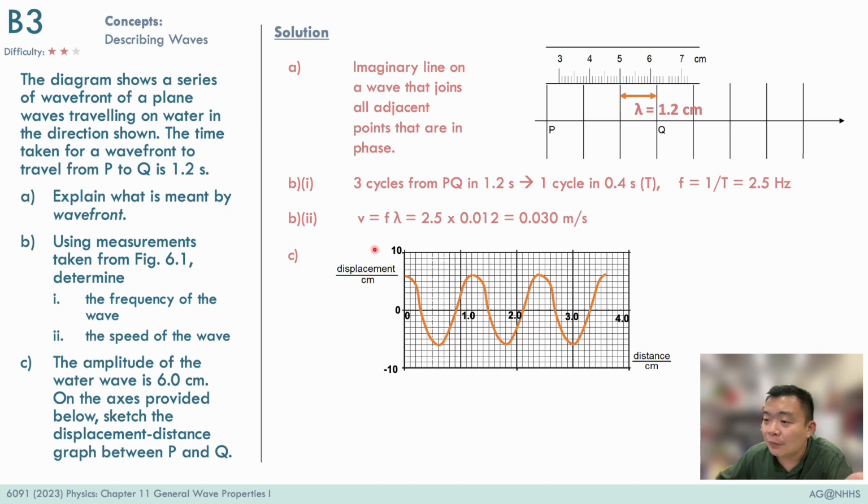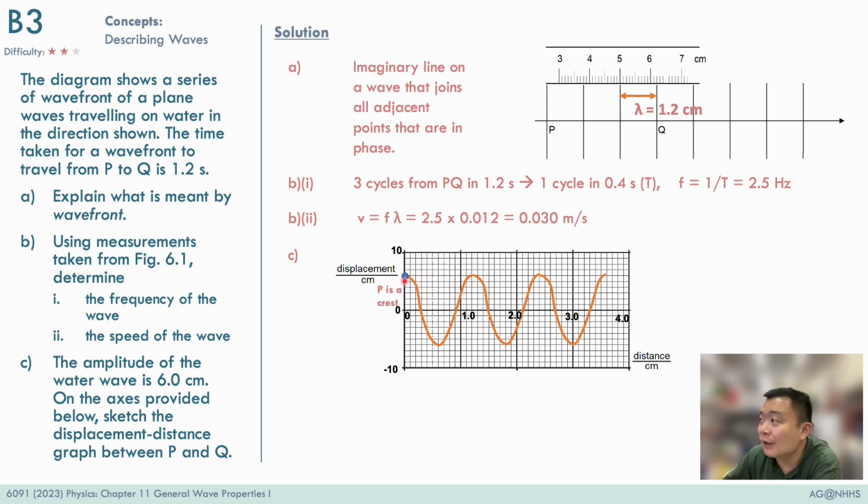Now, when you sketch out the graph for C, the displacement distance graph, there are a few things to check. First, check that you have represented the amplitude of the wave to be 6 cm. So over here, all this position should be at 6 cm, and over here, this maximum displacement is negative 6 cm.